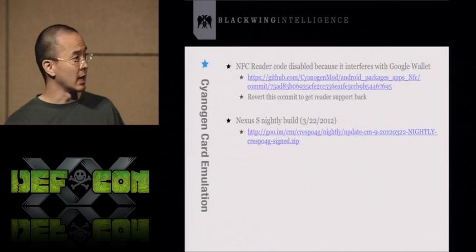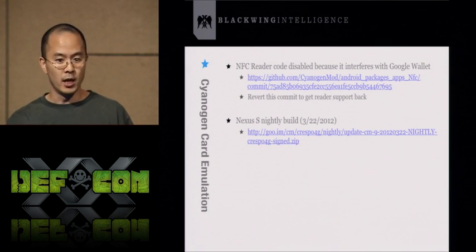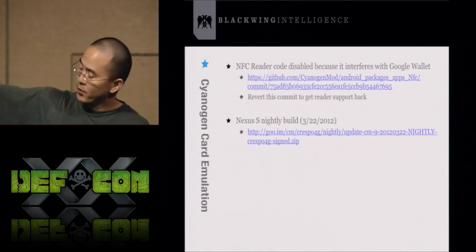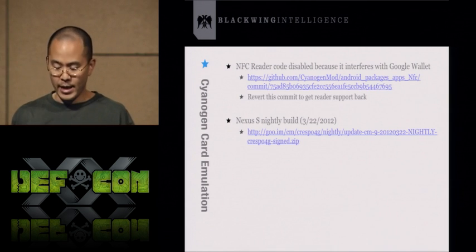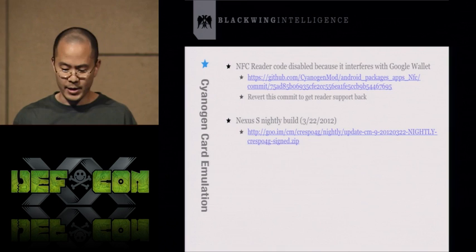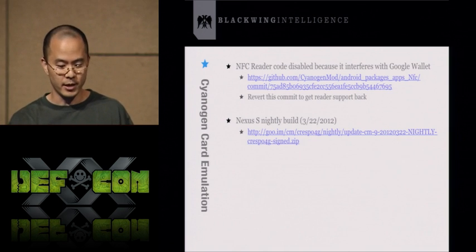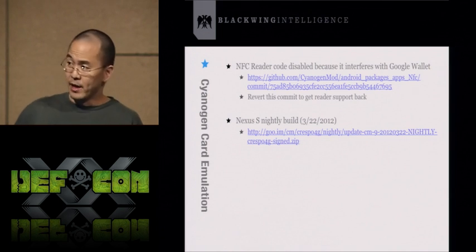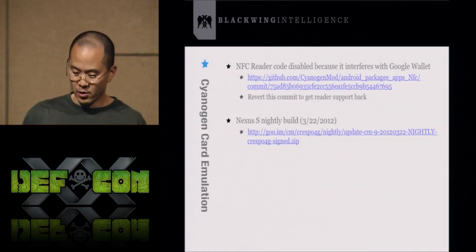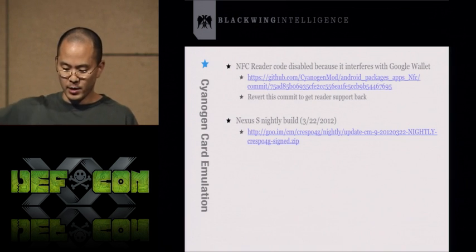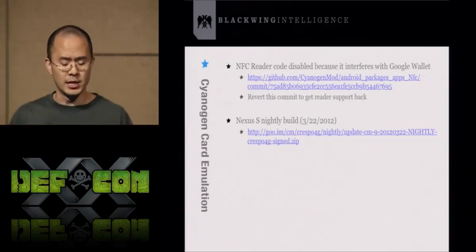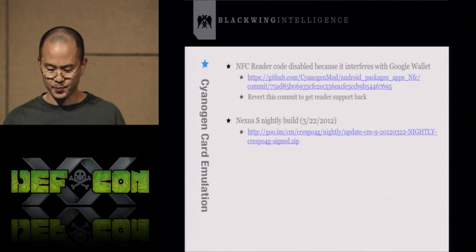Now, if you want the latest CyanogenMod code and you're willing to build your own custom ROM, you can just revert this last commit right here, and then recompile everything, and you should be able to have ISO PCD-A tag support. If you're not willing to compile your own custom ROM, you can check out the goo.im site. It's basically a repository for old nightly builds of CyanogenMod. That one here is specifically for the Nexus S.